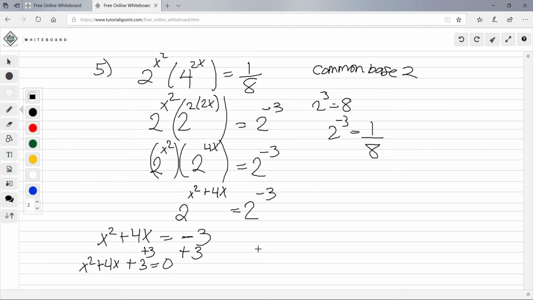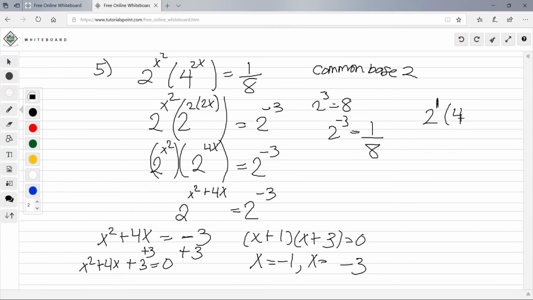And then we factor. Two numbers that multiply to 3 and add to give 4: +1 and +3. So we get two answers: x equals -1 and x equals -3. Okay, we've got to check both. I will start with -1.